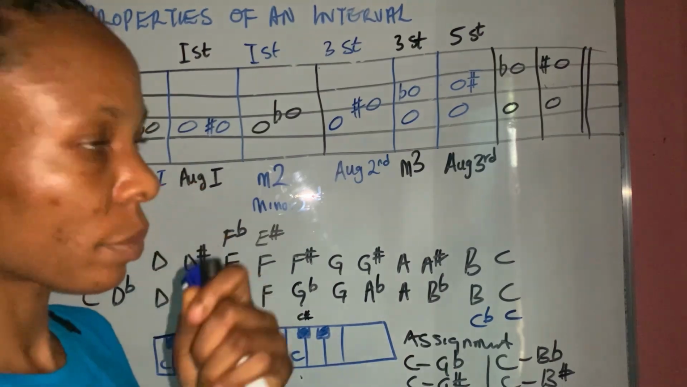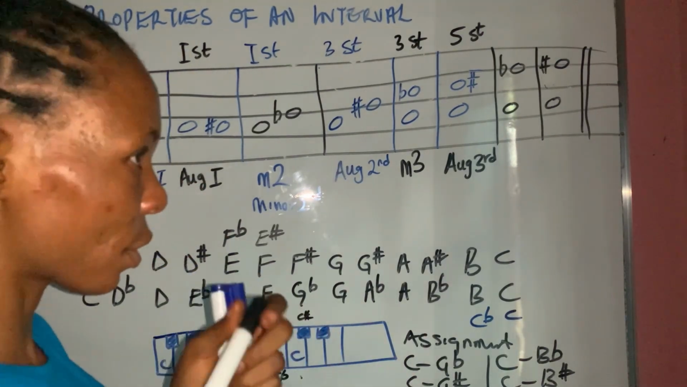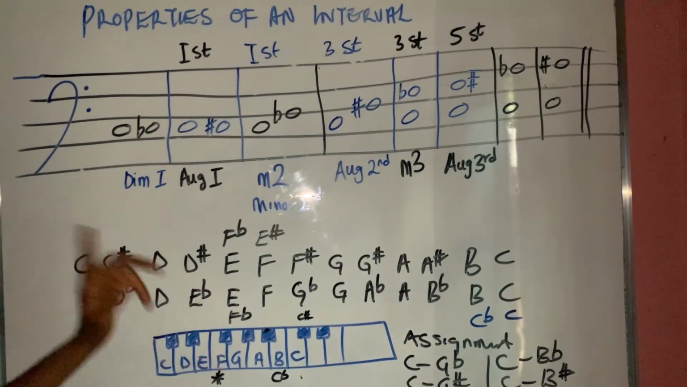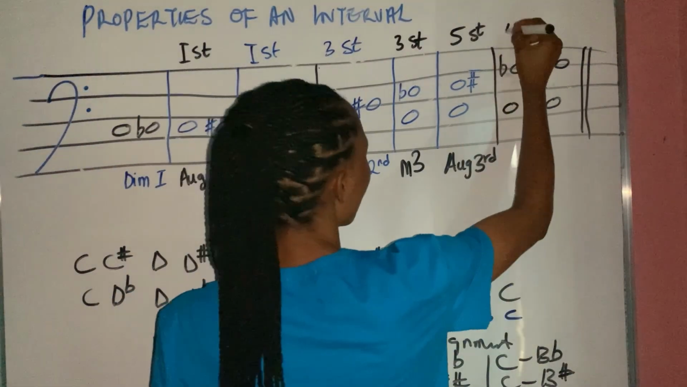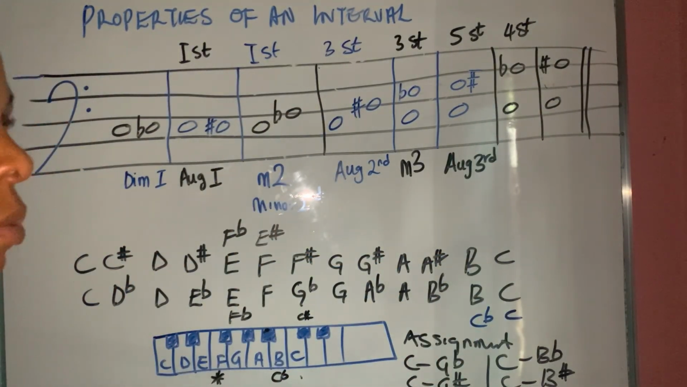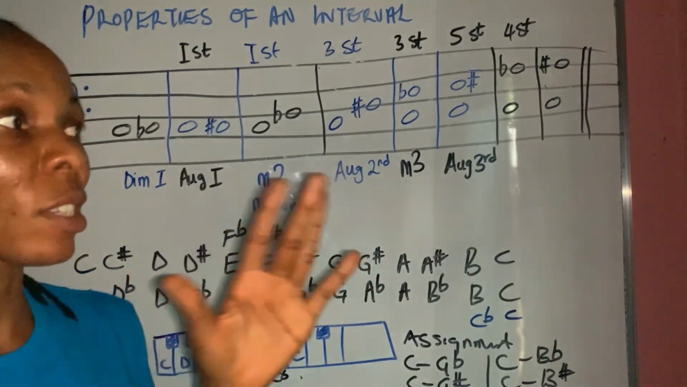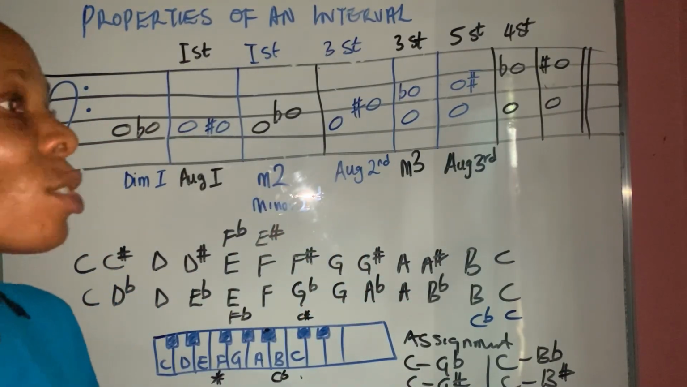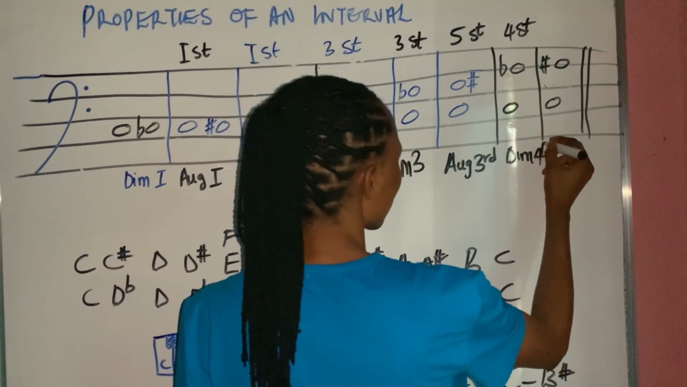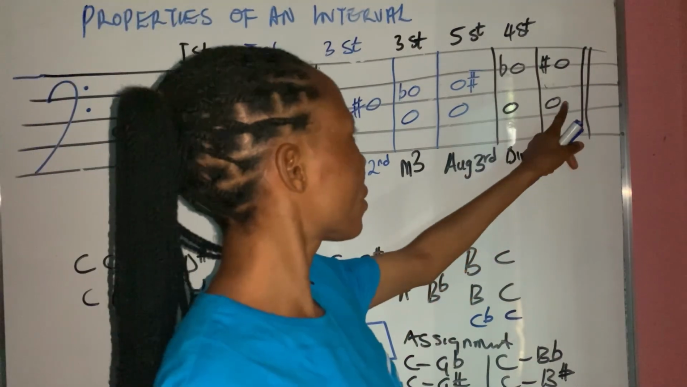What's the quality? C, D, E, F is a fourth. What's the size of the fourth? Let's see. 1, 2, 3, 4. When it consists of 4 semitones, remember I said when a perfect is reduced, when it was 5 semitones, it gives us a perfect fourth. So this is going to be a diminished fourth.